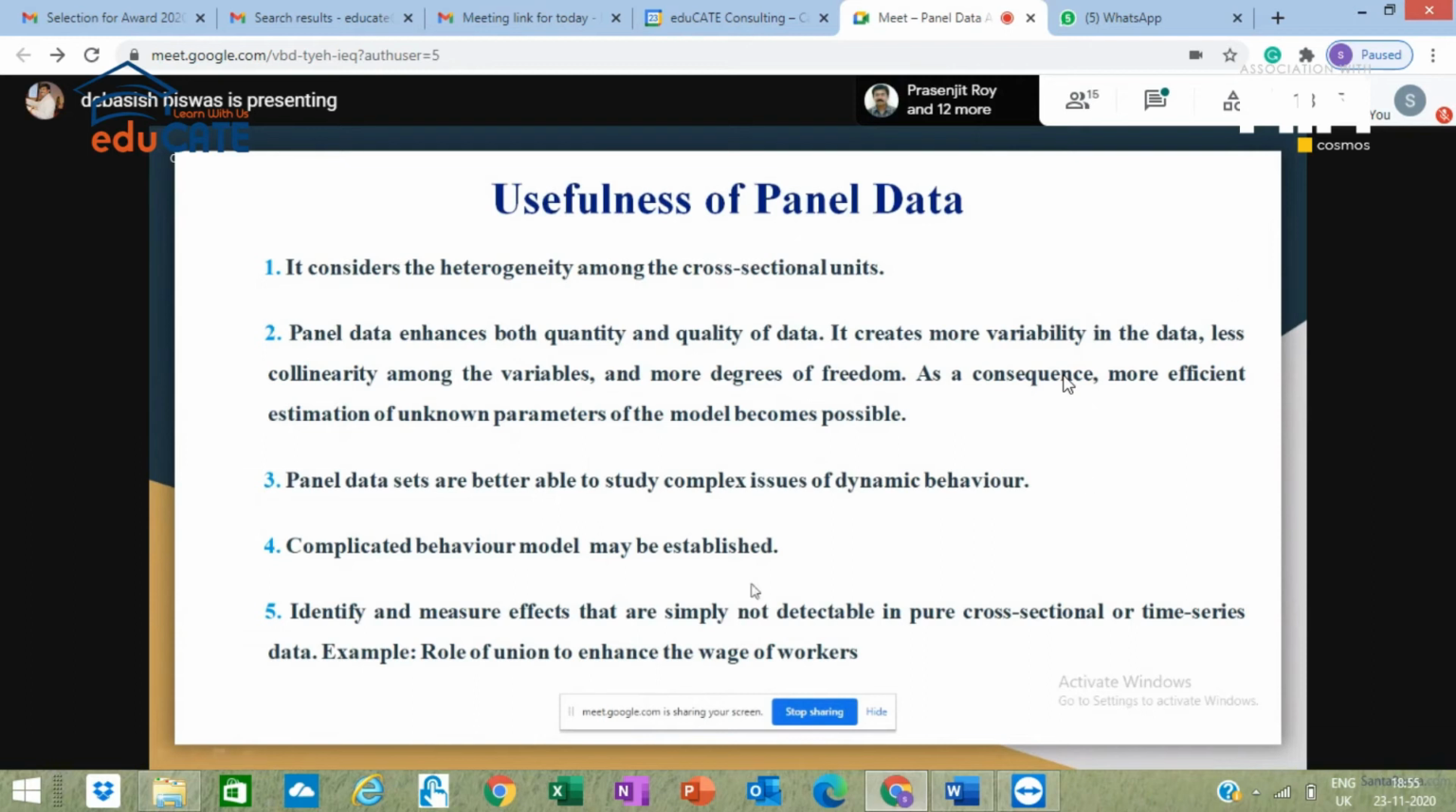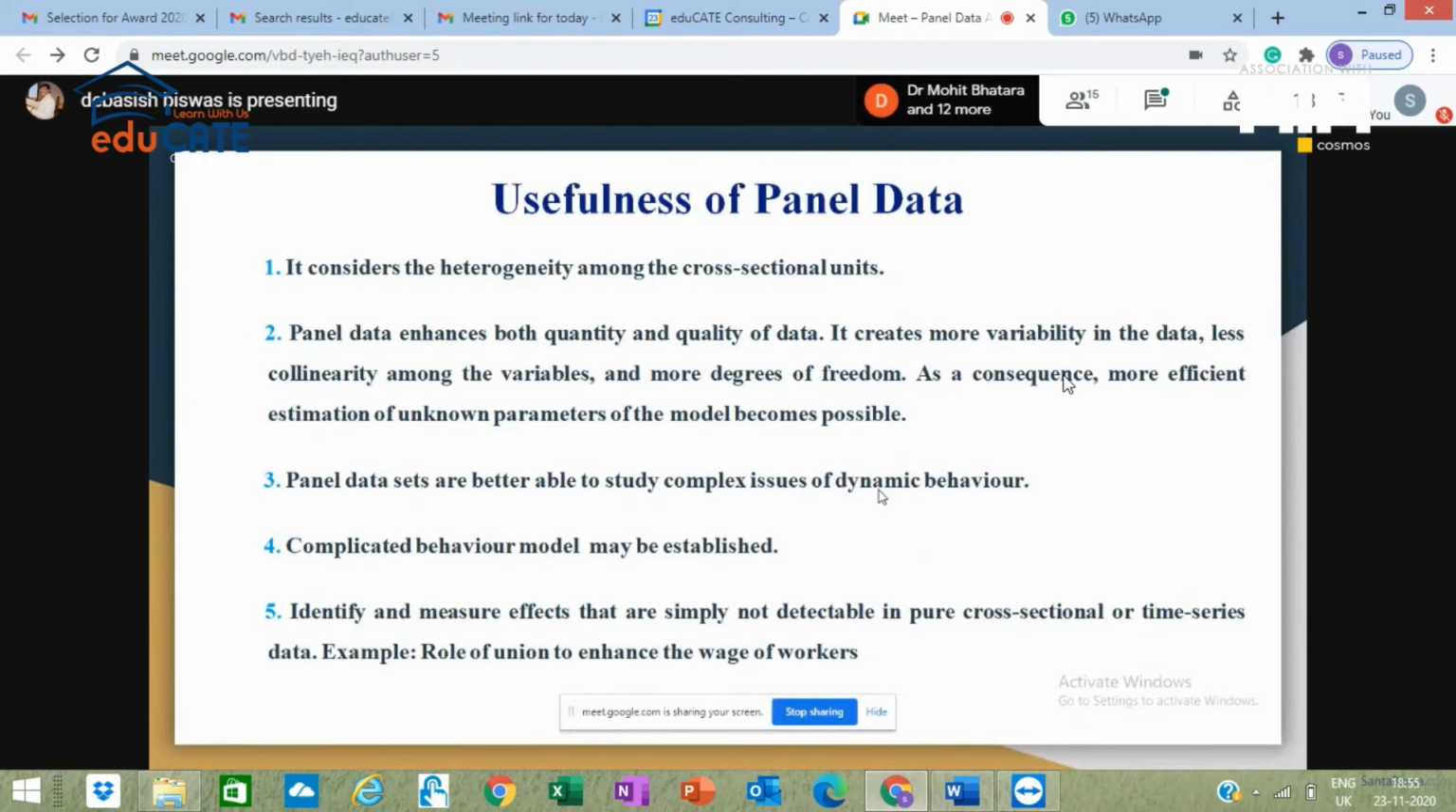As a consequence, more efficient estimation, that means estimation of unknown parameters of the model, becomes possible when you are considering panel data. And the third point is, panel data sets are better able to study the complex issues of dynamic behavior. So any complicated issues of dynamic behavior. That means behavior which is frequently changing.